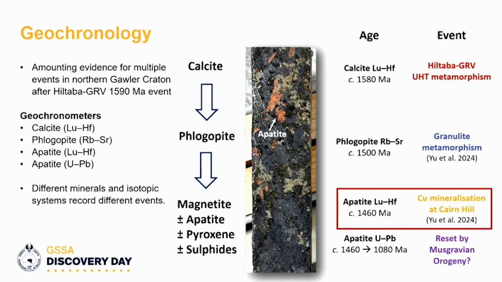And this came back at 1460, which aligns with the age of copper mineralisation at the Cairn Hill mine. And we have a very similar relationship between the copper sulfides and apatite at Mount Brady that suggests that this event could be much larger than what is currently known.